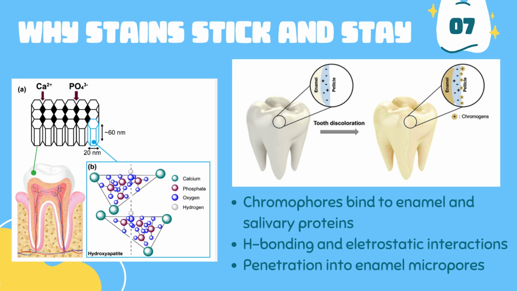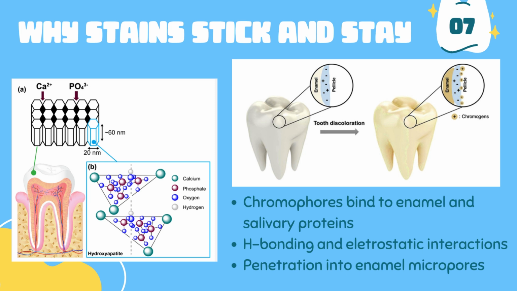Even though tooth enamel is made of inorganic hydroxyapatite, its surface isn't completely smooth. It has tiny pores and is often covered by a thin protein layer from saliva, known as the pellicle. Organic stain molecules like tannins and polyphenols have functional groups like hydroxyl and aromatic rings that help them bind to enamel in several ways.